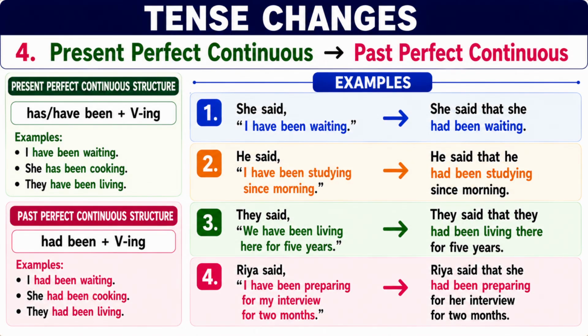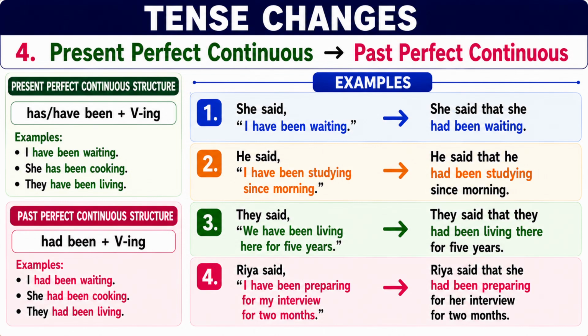The fourth tense change is present perfect continuous changing into past perfect continuous. The structure of present perfect continuous is has or have been plus verb ing. Examples are, I have been waiting. She has been cooking. They have been living. The structure of past perfect continuous is had been plus verb ing. Examples are, I had been waiting. She had been cooking. They had been living.